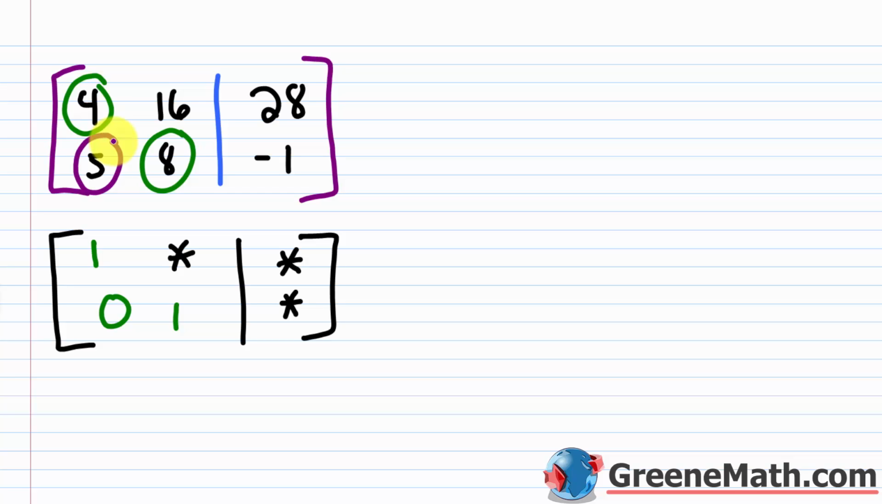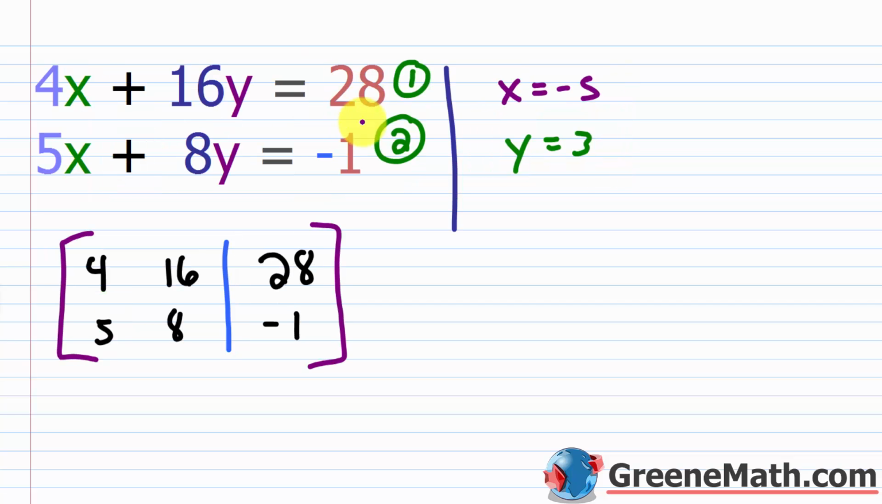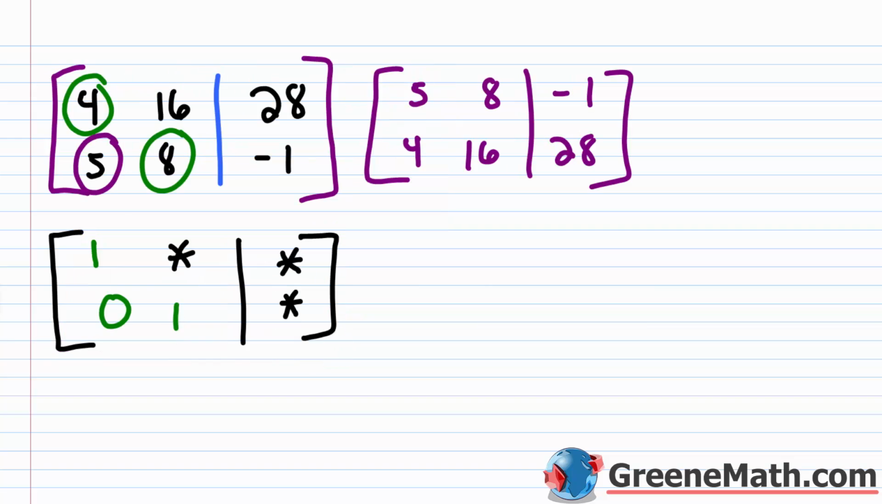Now, these row operations are the same things we can do when we're solving a linear system with just equations, right? If we didn't have a matrix involved. So the first thing is we can interchange any two rows. So that means I could write this matrix by saying I have 5, 8, and -1, and then I have 4, 16, and 28. So I took the second row and flipped it to the first one, and took the first one and flipped it down to be the second one. This matrix represents the same linear system. It's just like if we had these two equations and I chose to write equation 2 on top of equation 1. That doesn't make any difference to the answer. So you can always interchange any two rows.